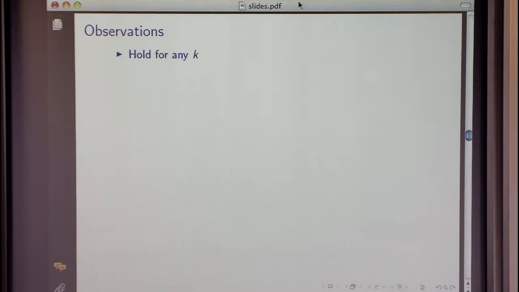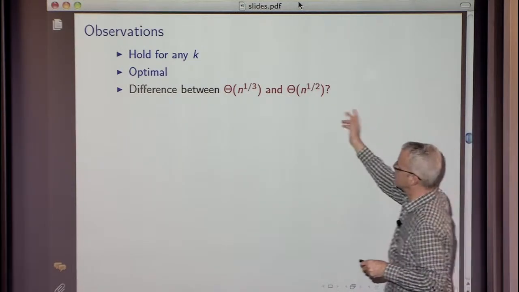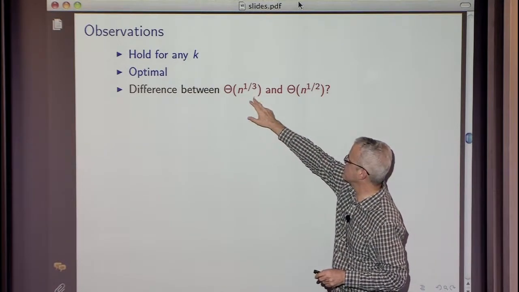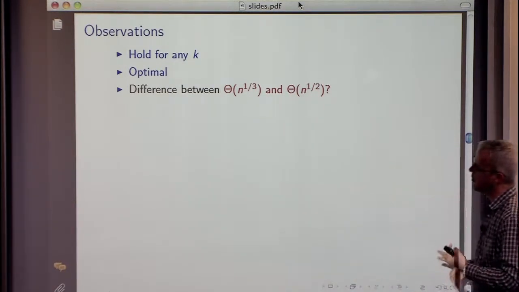Okay, so a couple of observations. One is that it holds for any k and it's optimal. And then you may ask, if you looked at the KL divergence side, which was here, then they got n to the 1/3 and n to the 1/2. You might say, okay, is it significant?